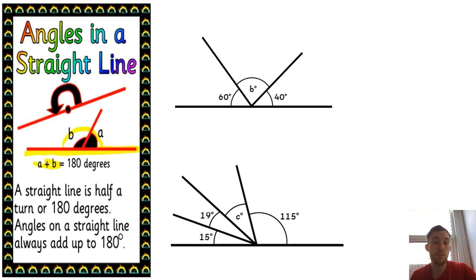But all we need to remember is that a straight line is half a turn or 180 degrees. So angles on a straight line always add up to 180 degrees.